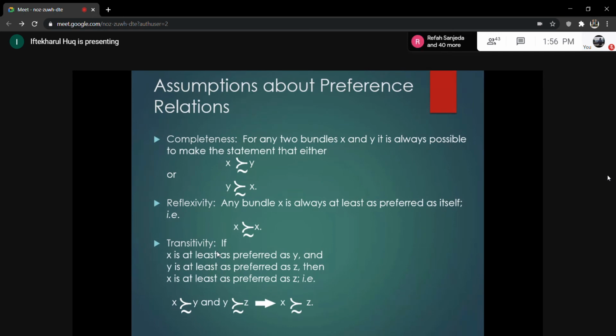That is transitivity. Okay, so your choice is always consistent. Once you say X is preferred to Y, and then you say Y is preferred to Z, but then for some reason I give you X and Z and you say Z is more preferred than X. That should not happen, sir, because that will violate transitivity.